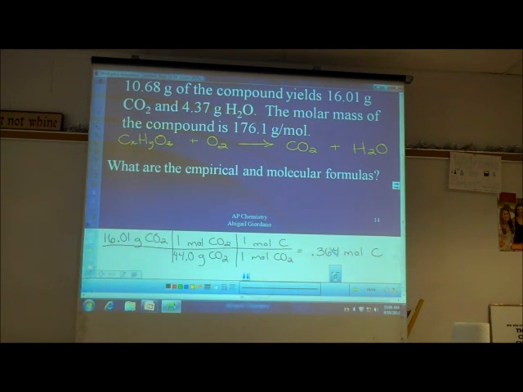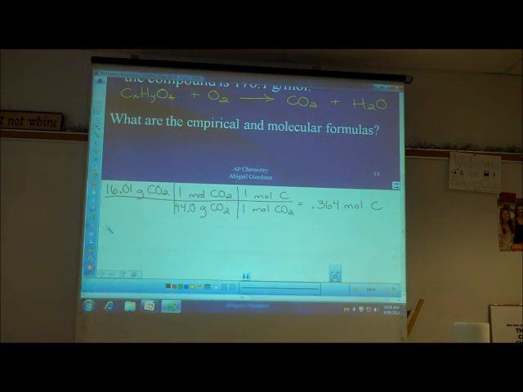Keep reminding yourself, what do you need to solve this problem? You need moles of all the elements. Well, I've got moles of one of them. Let's go to the next one. Let's find moles of hydrogen. Where am I going to get it? From the water. All of the hydrogen that was in this reactant is going to end up in the water. And we're going to do the exact same thing.